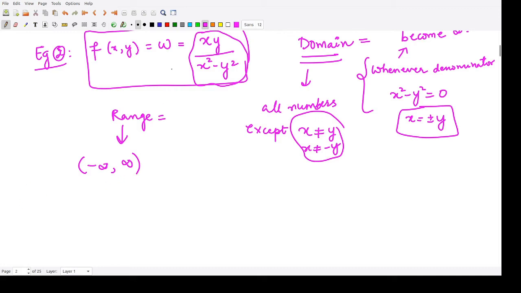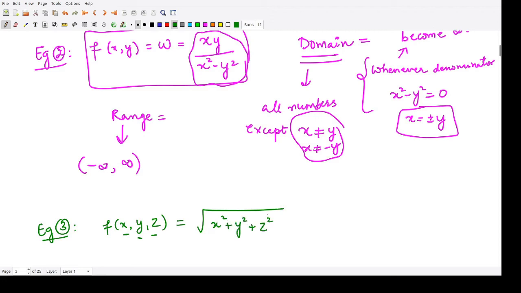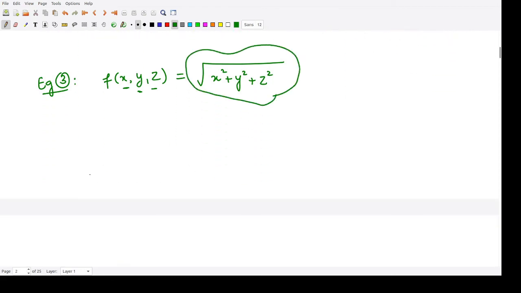And now suppose we have another example. Suppose the given function here is f of x, y, z. So now we are having 3 independent variables. So that means our function is of 3 variables, right? So it is defined like this: square root of x square plus y square plus z square. So when you calculate this, that would be only a single number, right? So now we have to look for its domain as well as its range.